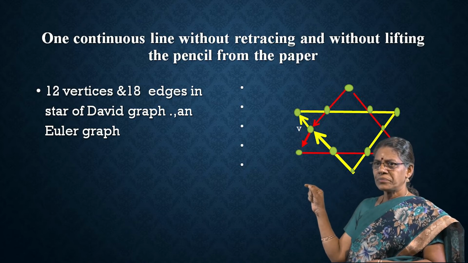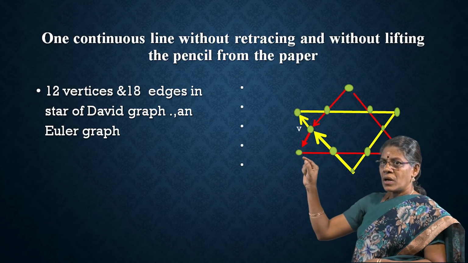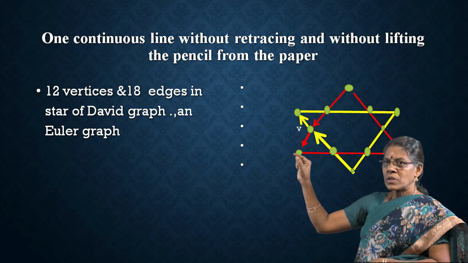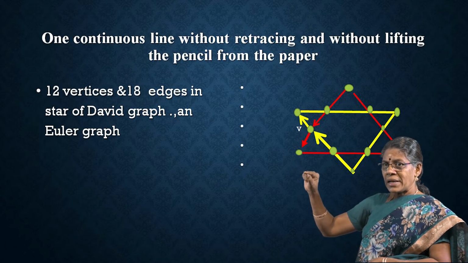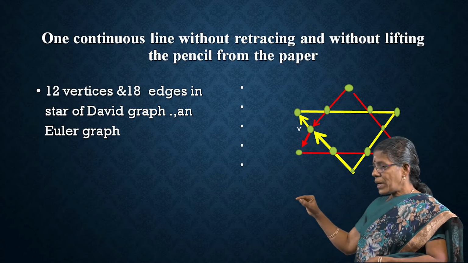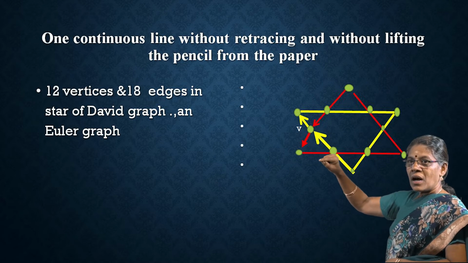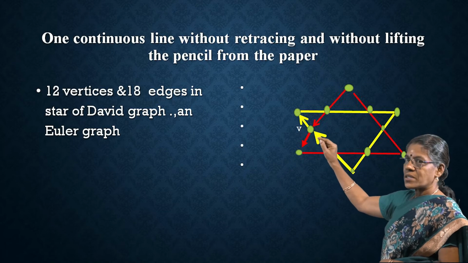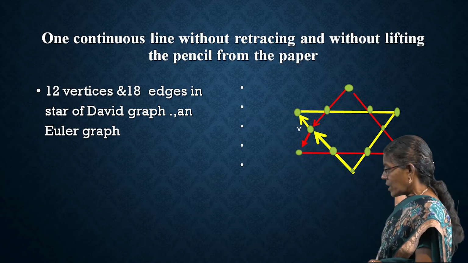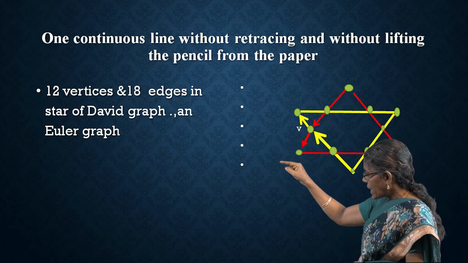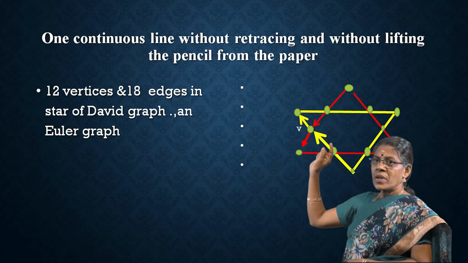Next, see how it is an Euler graph. Start from V. See the figure. 12 vertices and 18 edges in this. So, if you start from V, I put an arrow here, see the arrow. Go along the green path and come to V, and go along the red path and reach V. So, all the vertices are covered. So 12 vertices, 18 edges. Start from V along the green path, complete the green path and come to V, and start the red arrow and travel the red line and come to V. So, Euler graph.